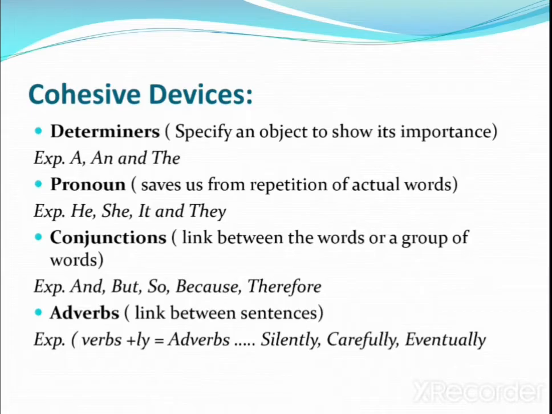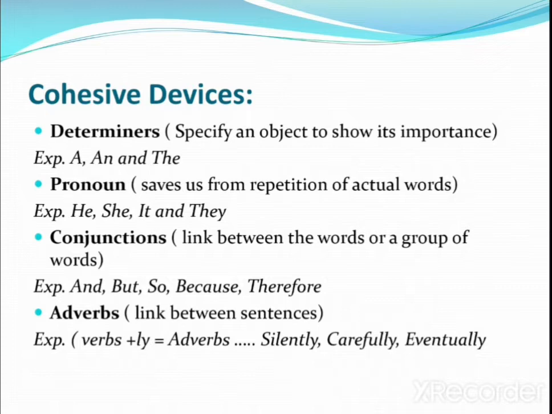What are determiners? Determiners are those words which specify an object to show its importance. For example, a, an and the are called determiners. Pronouns. Pronouns are those words which save us from the repetition of actual words. For example, he, she, it and they are pronouns and they are used instead of their actual nouns.